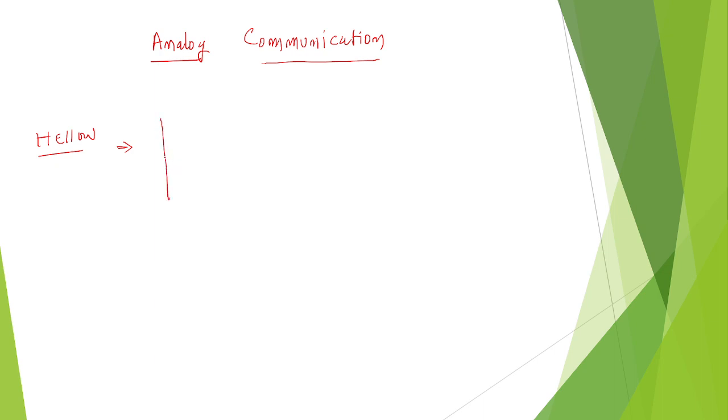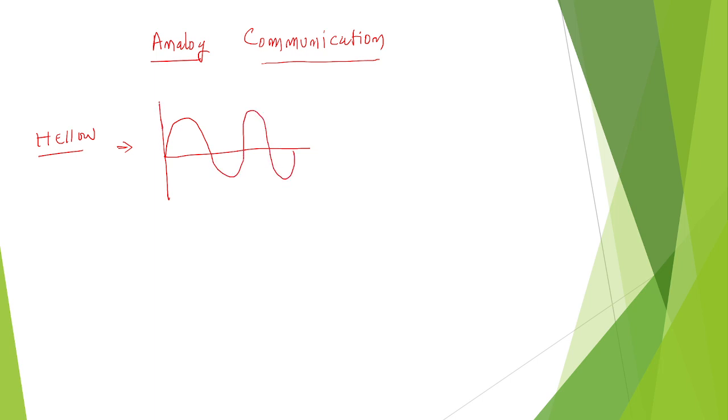What is analog communication? If you transmit an analog signal, then it is called analog communication systems. As I said, hello is the signal I need to transmit, but by using a transducer, they convert this physical signal into an EM wave, an electromagnetic wave, in the form of electrons.